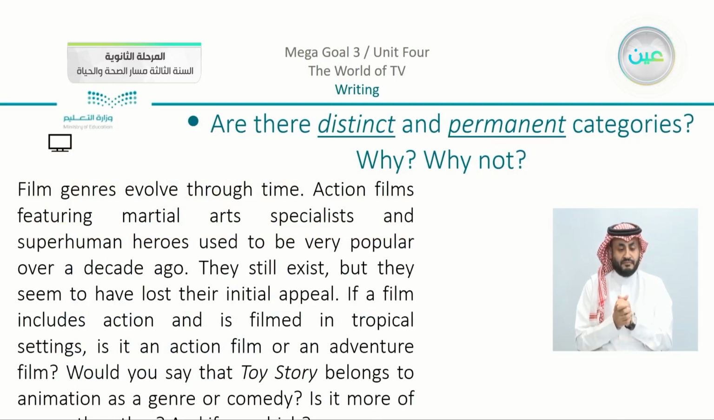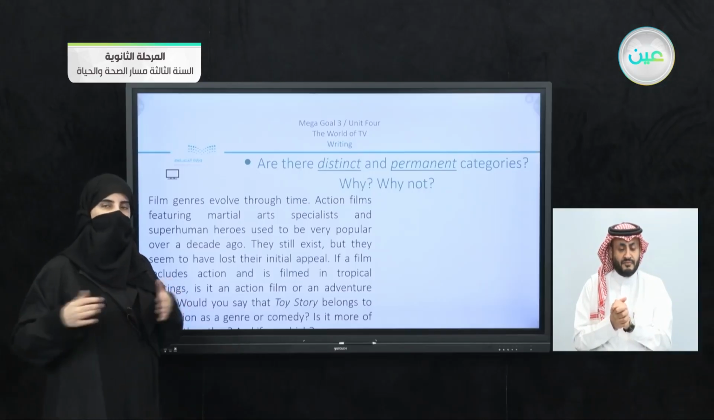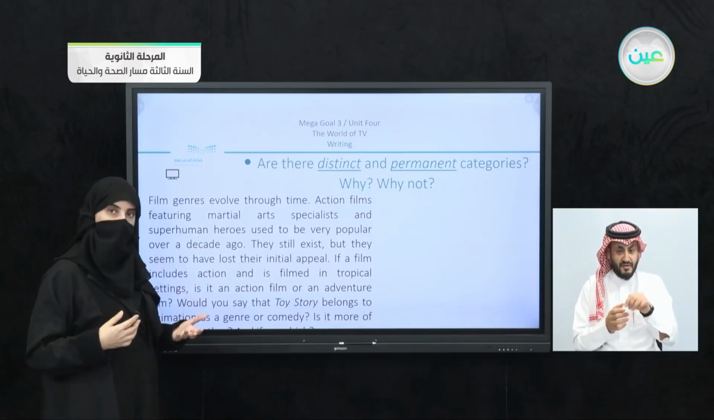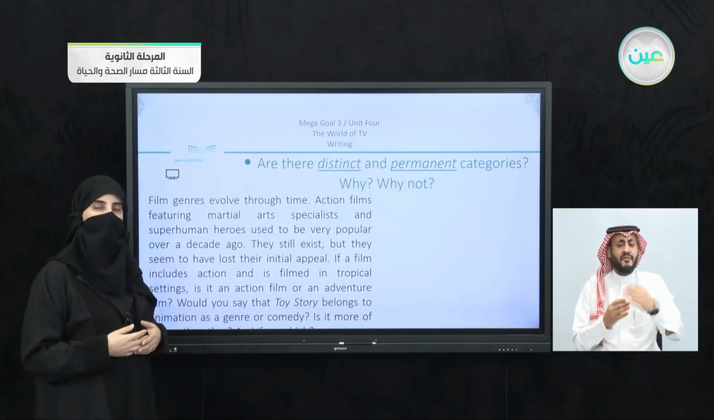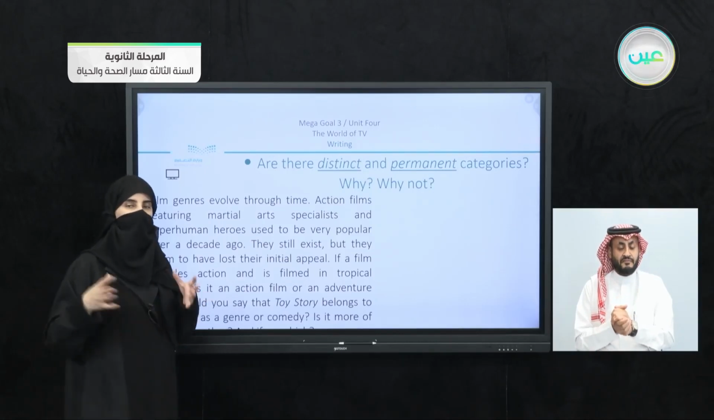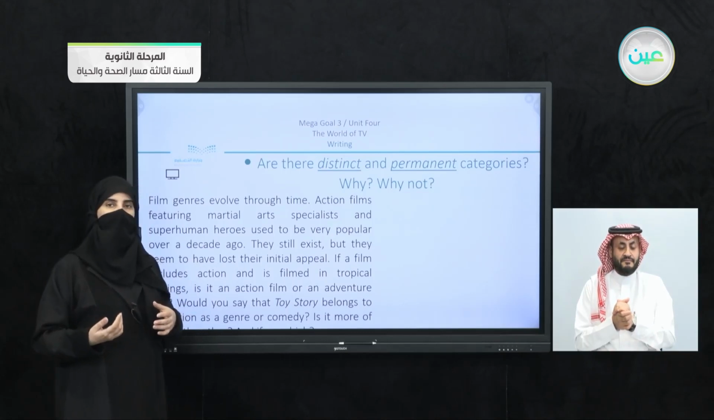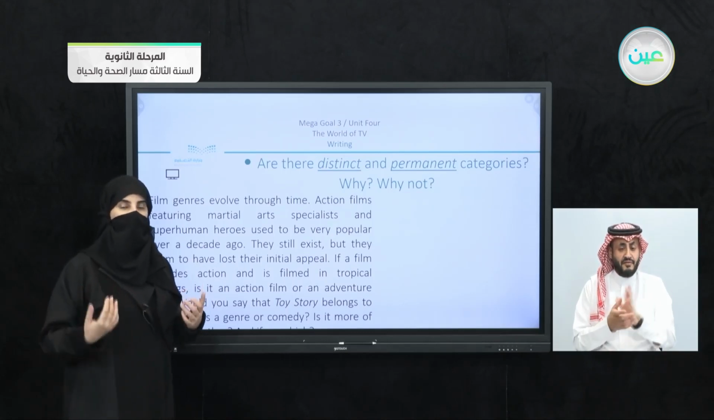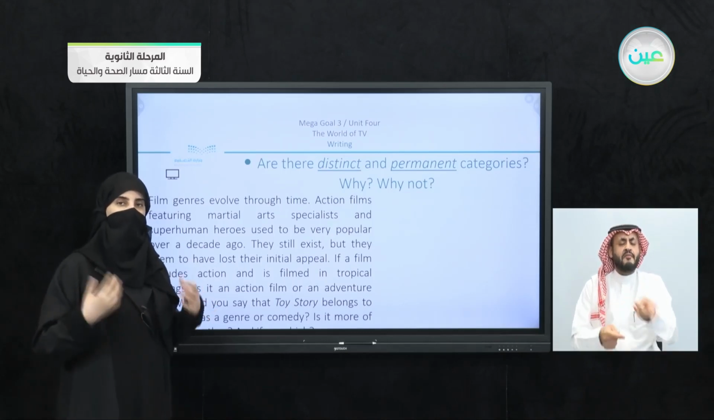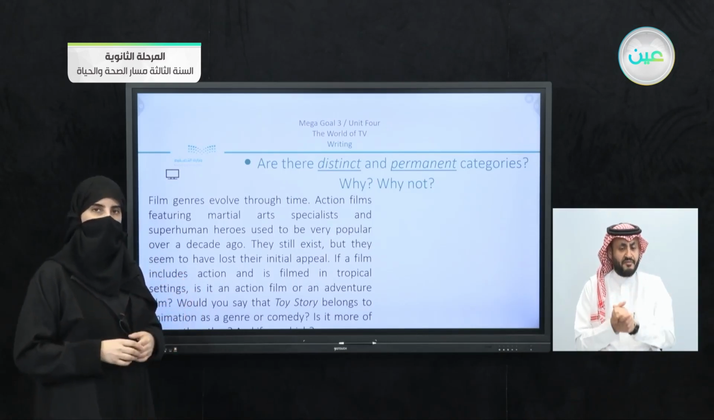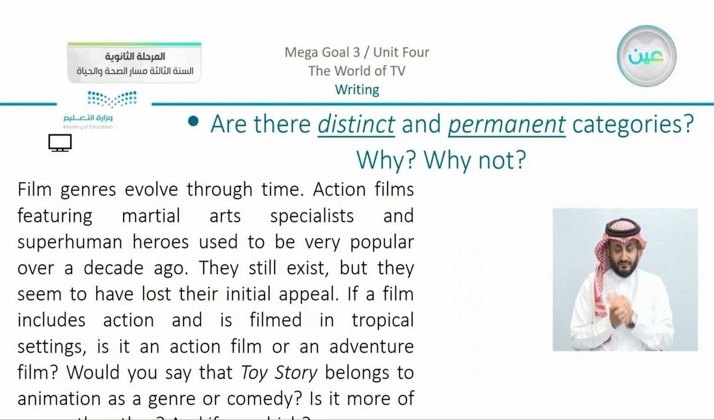Are there distinct and permanent categories? Why or why not? So we know that categories means that there are different types or kinds. Now, are there distinct and permanent? What do we mean by permanent? We mean something that is always the same. It doesn't change. So we can say, for example, that my job is permanently a teacher. This is something that I do every day. It doesn't change. So this is something permanent. Okay, so let's listen and read together.